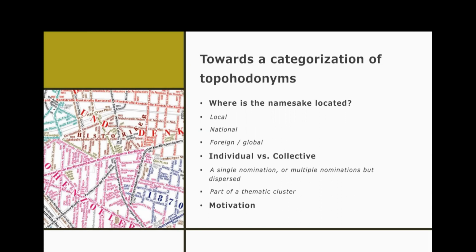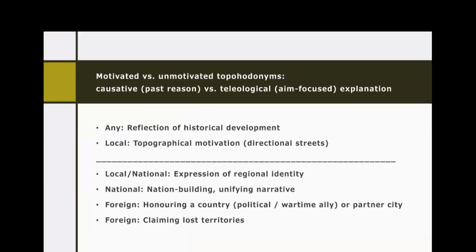Next, topohodonyms could be individual occurrences dispersed over a city, or they could be gathered in clusters, sort of thematic nests, as you can see on this map of Berlin on the left. And finally, there is the question of motivation. Now, there are two basic types of motivation. We can have toponyms or topohodonyms motivated in the onomastic sense of the word, which means that there is a historical reason why a particular street was named the way it was.